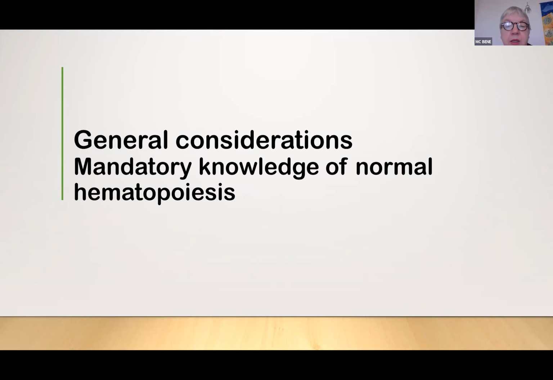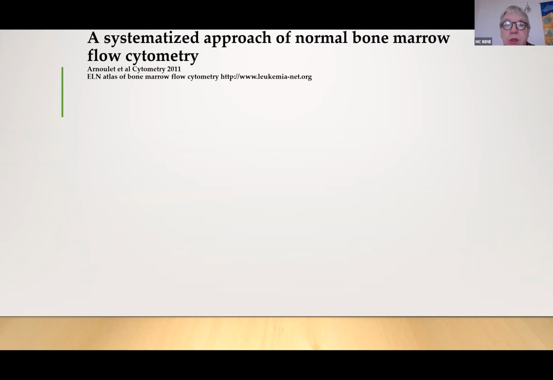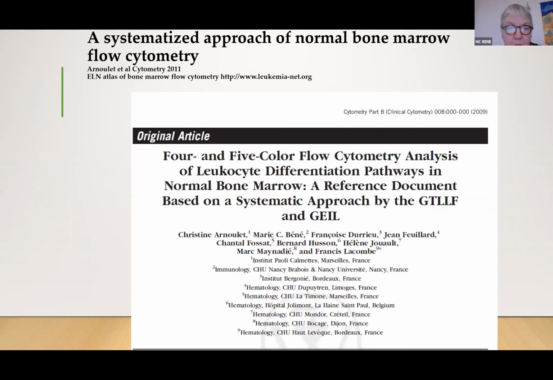Before we start, I think it's important to give some general considerations, because if you want to look at MPAL, you need to know what normal hematopoiesis is. I guess that Michael also told you that before. If you want to look at normal bone marrow, you have to work in a systematized way. There are many ways to look at normal bone marrow, but I would like to present what we published almost 10 years ago now, trying to find a systematized approach for flow cytometry of normal bone marrow.